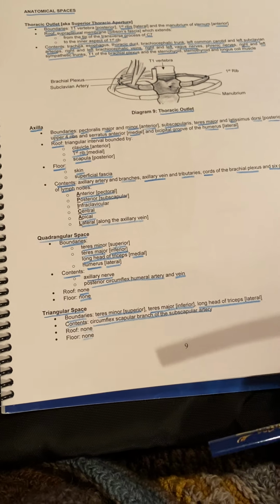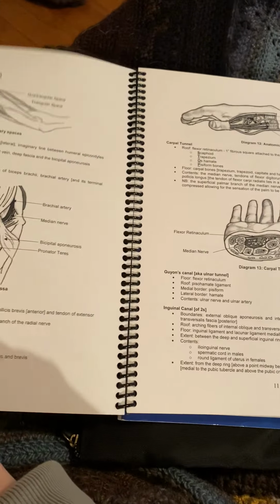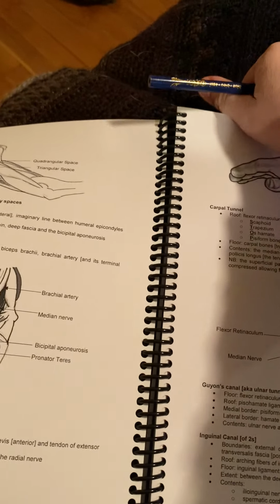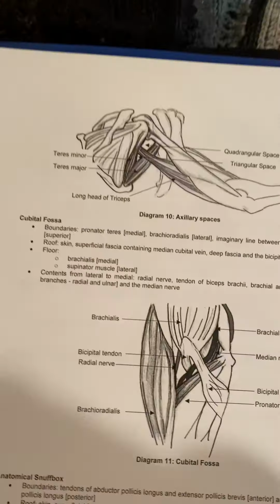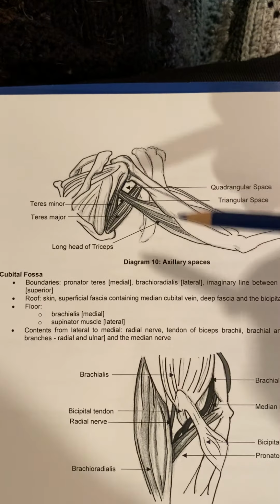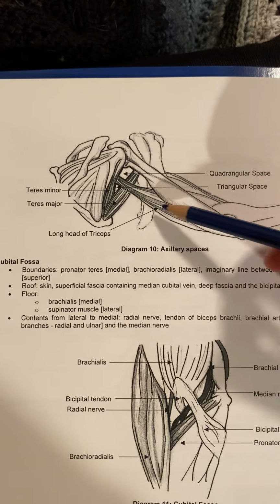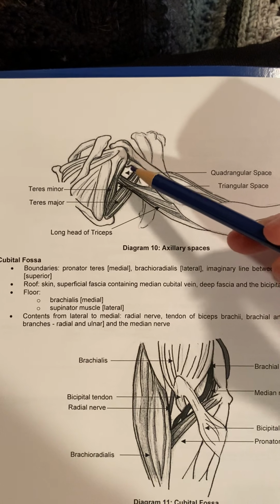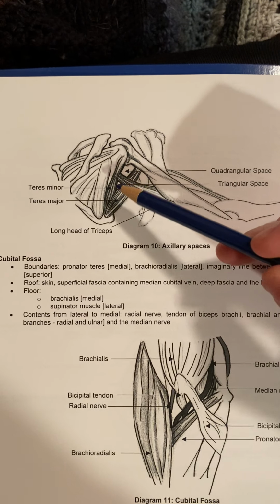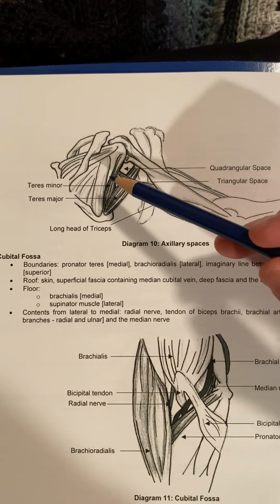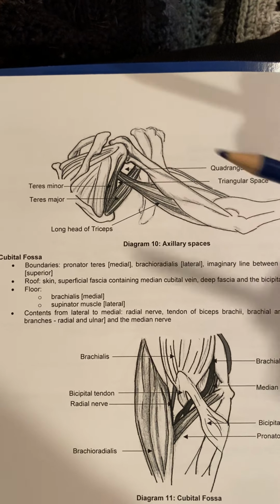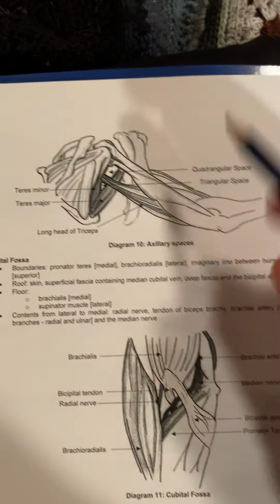All right, that is it for this video, except I really want to show the illustration for the axillary space. There's the long head of the triceps. There's the quadrangular space. There's the little triangular space. That's teres minor, teres major. All right, underline.